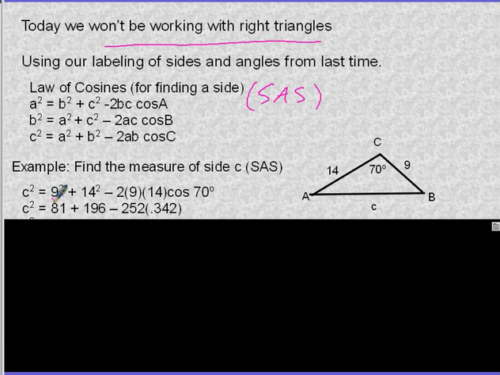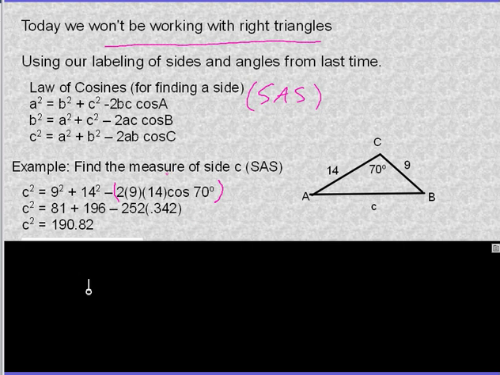It's important that you preserve the order of operations. The biggest mistake I see, people will subtract this and then do the cosine. You have to multiply all of this together before you subtract. So square each of these, get your answer for this, then the order of operations doesn't necessarily matter at that point once you have this multiplied together. I'm going to add these two, subtract this quantity, to get c squared is 190.82.